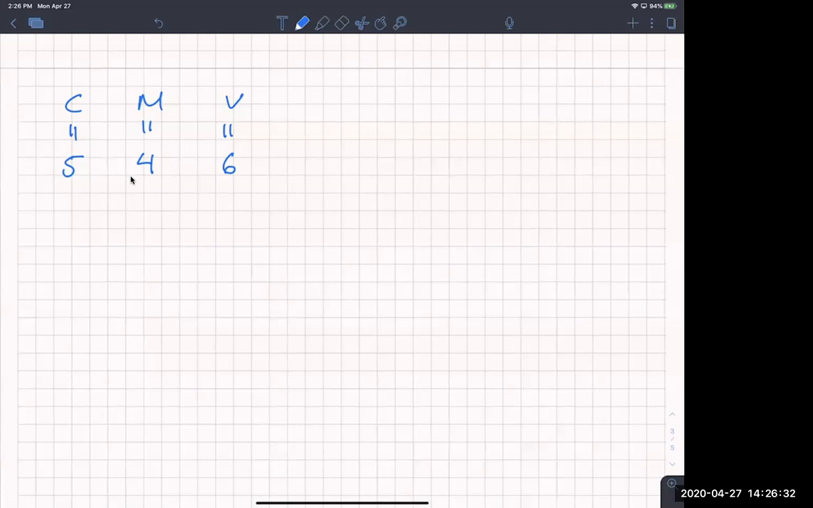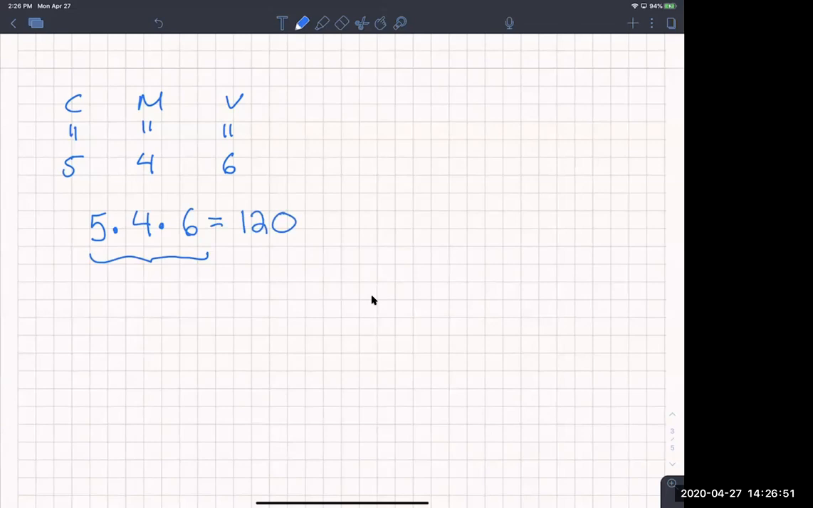Okay, so 5 pizza crusts times 4 meats times 6 vegetables. And if we multiply it out, we get 5 times 4 is 20, times 6 is 120. So 120 different combinations, or pizzas, that we can get.